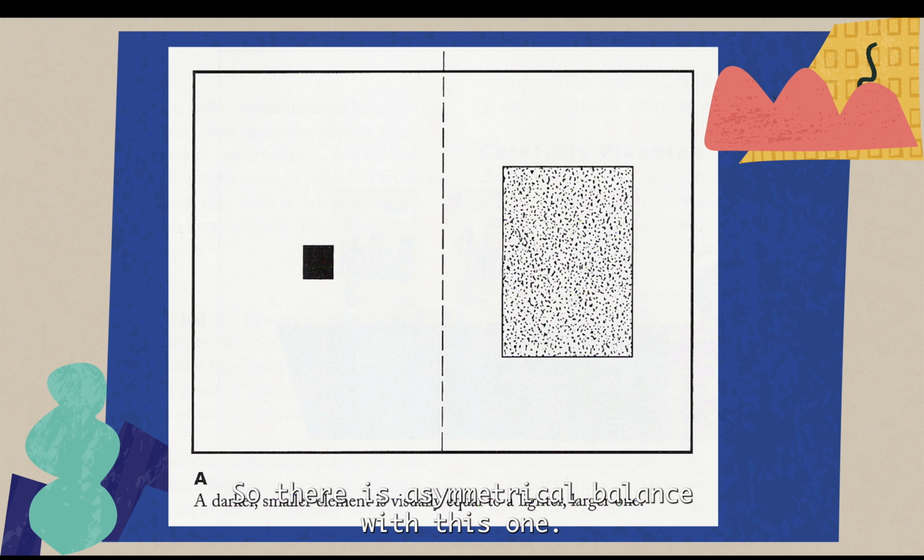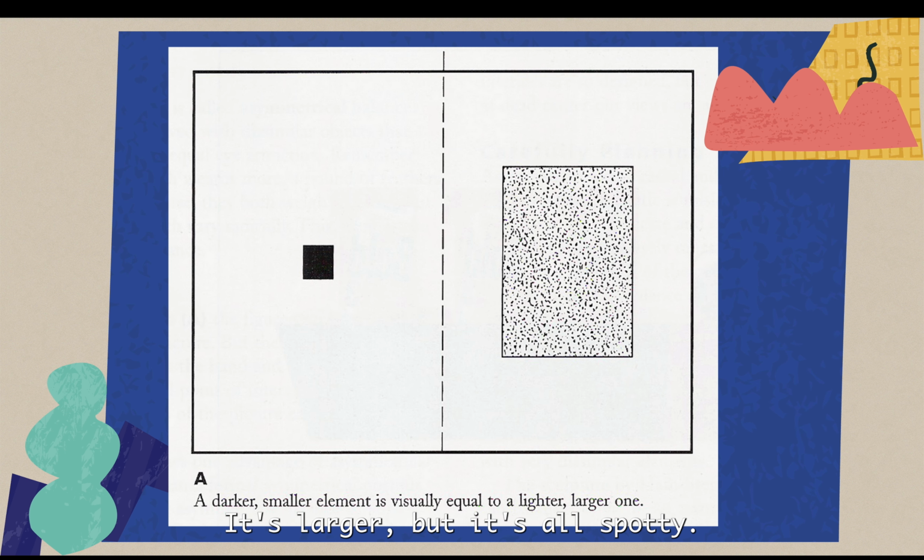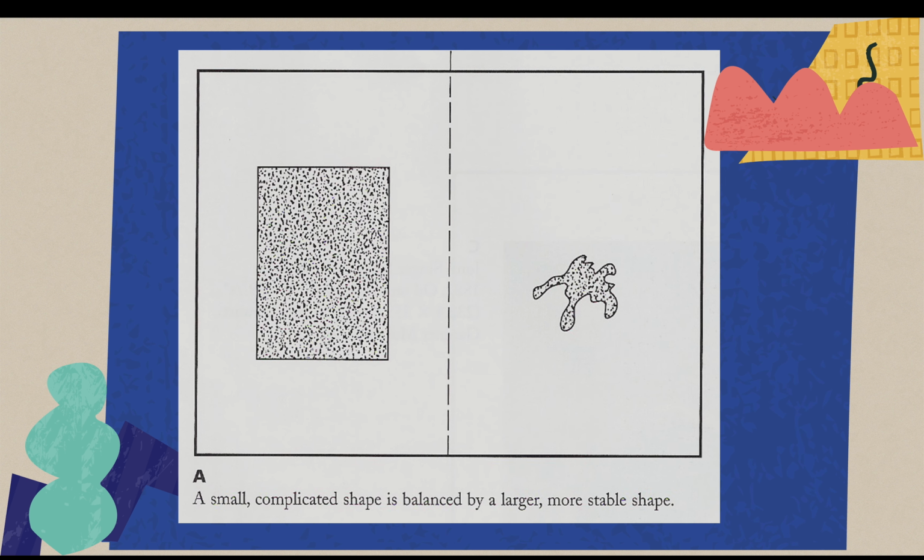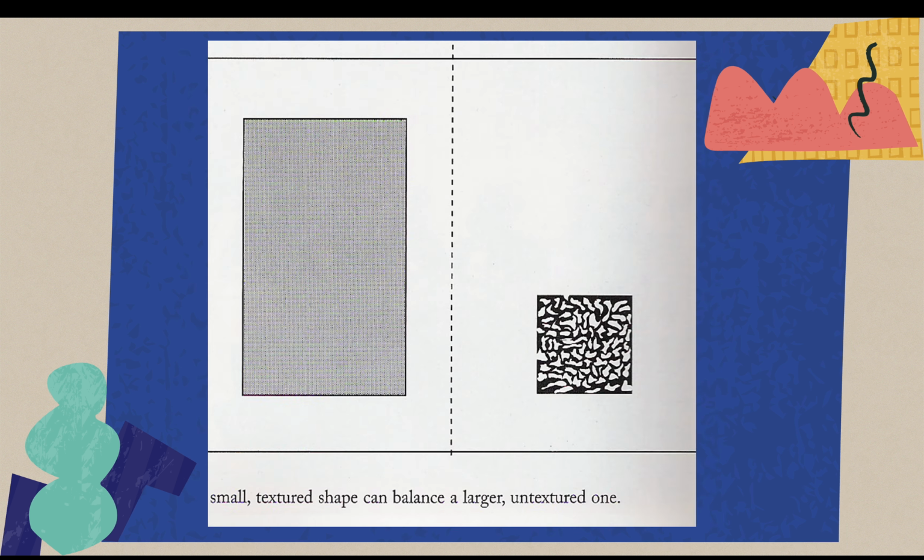So there is asymmetrical balance with this one. We've got the one on the right, it's larger, but it's all spotty. And if you squint your eyes, it would be like a light gray. But that pure black square is managing to counterbalance the big rectangle. And then this complexity of the one on the right is counterbalancing the one on the left. It's drawing your attention. Texture.